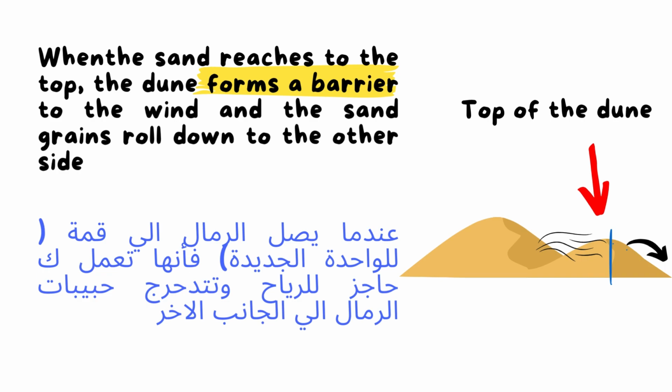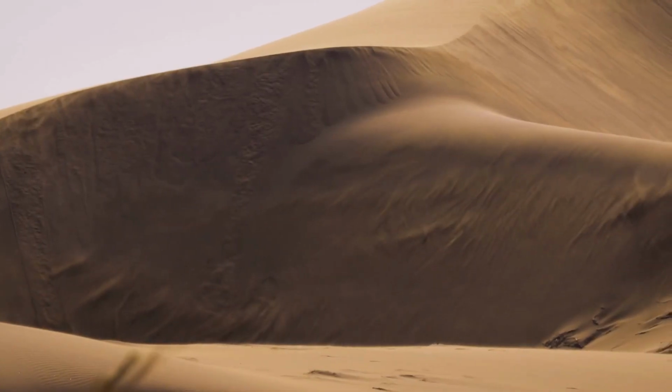They form a barrier to the wind, and the sand grains roll. Now the sand grains will roll down to the other side because they reach the top. When they are moving again, they will roll down to the other side, and so on. This happens continuously.